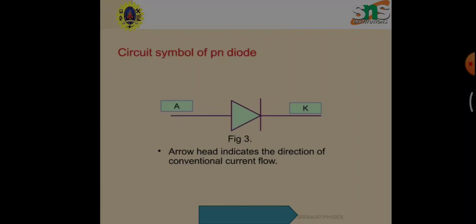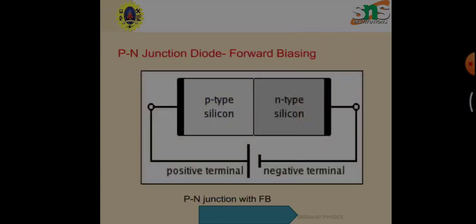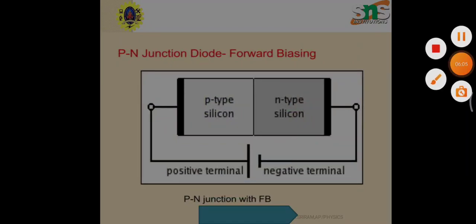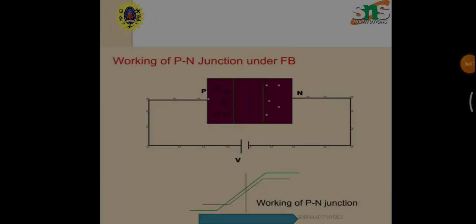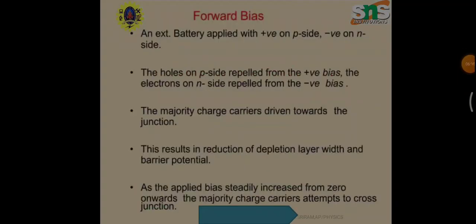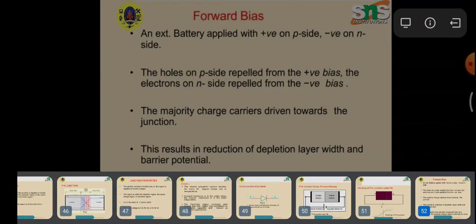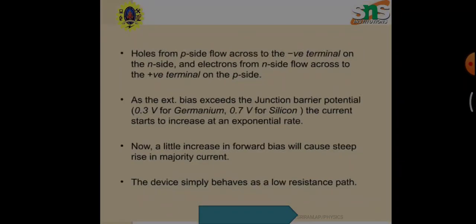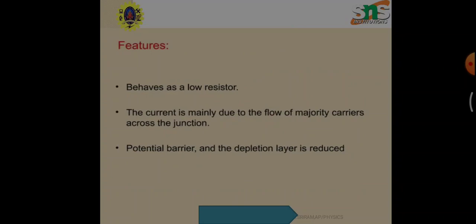And this is the circuit and symbol of a PN diode. The arrowhead indicates the direction of conventional current flow. I have already discussed forward biasing and reverse biasing, and this is a forward bias. It behaves as a low resistor, and current is mainly due to the flow of majority carriers across the junction. The potential barrier and the depletion layer are reduced.